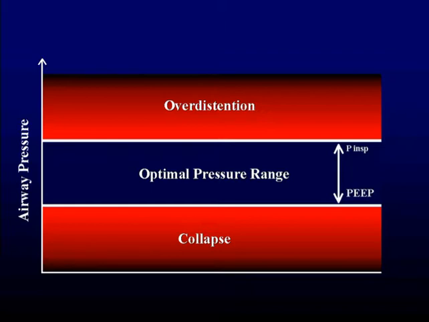To achieve this optimal condition, we need to go through two important steps. First, we need to recruit the collapsed tissue, and second, we need to identify the PEEP level that is achieving this compromise between preventing collapse and avoiding overextension of the lung.